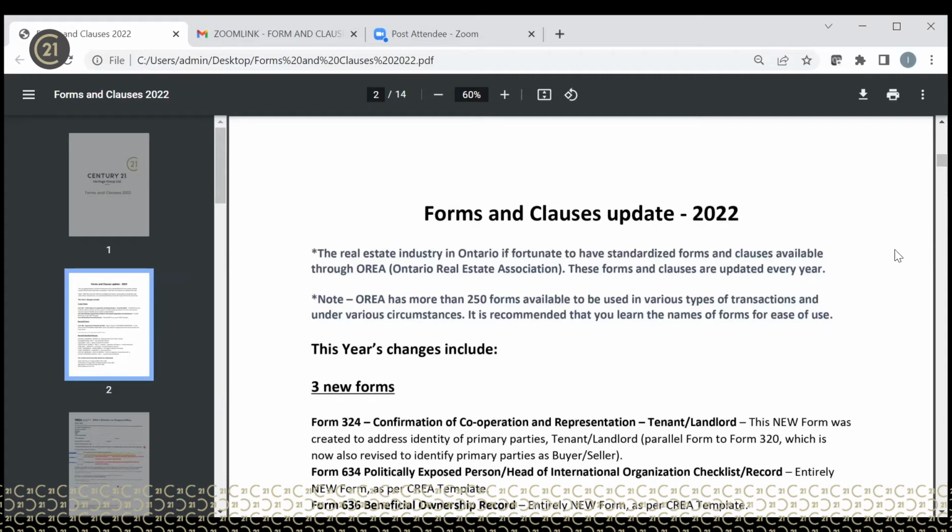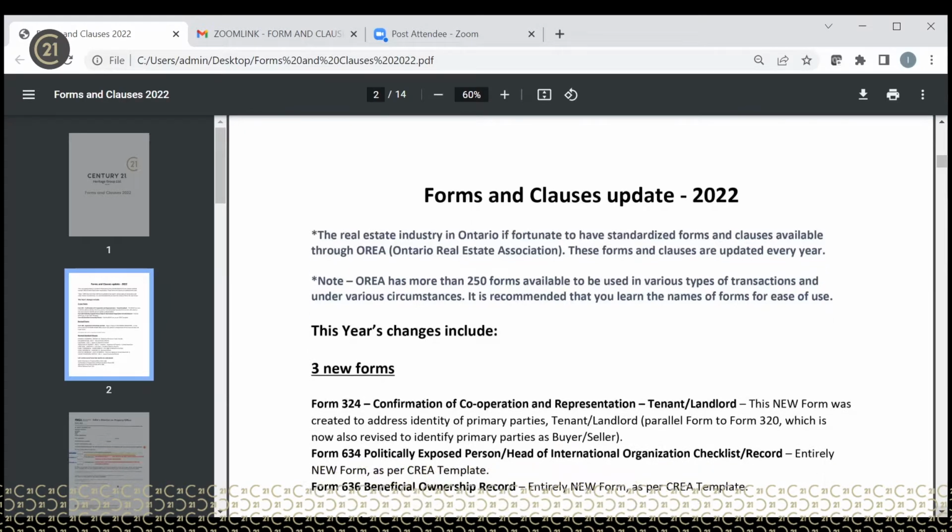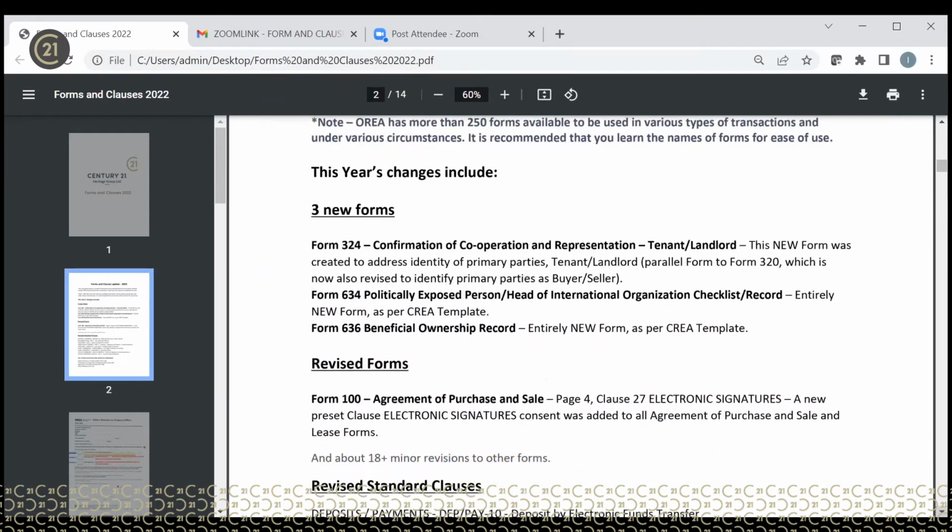This year, there weren't too many changes in the forms and clauses. OREA came up with 3 new forms. They've come up with a confirmation of co-op and rep for the tenant and landlord. You can still, of course, use your regular sale confirmation of cooperation and representation. But this one is specific to the tenants and landlords, so that's available to you.